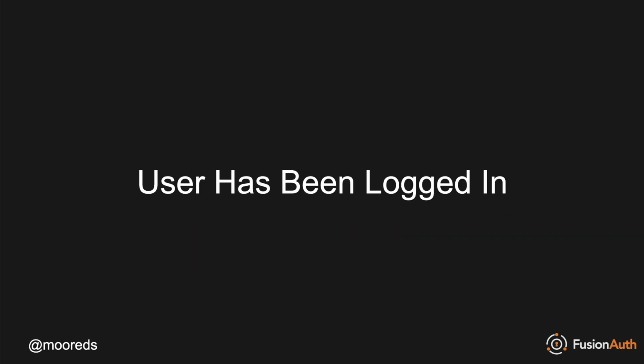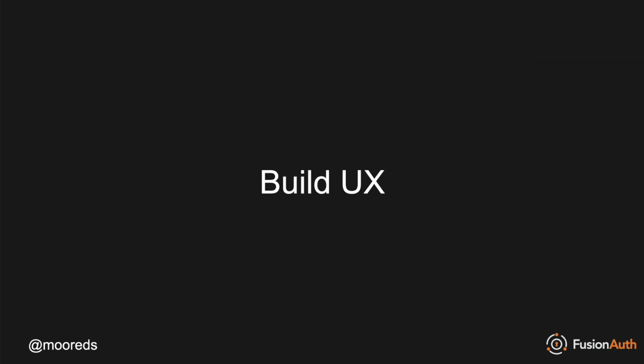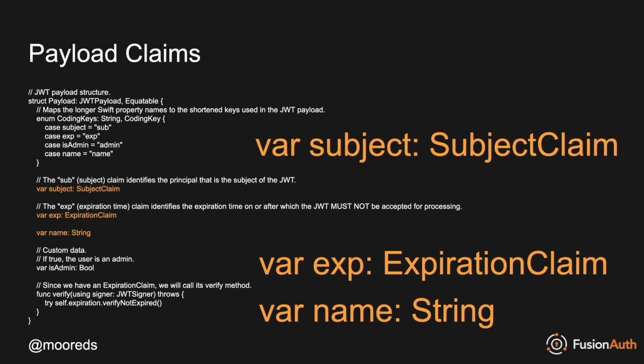So once those steps have been followed, you've validated the signature, you've examined the claims to make sure they're kind of what you expect, the user has been logged in. So you can be sure of that. Yay! Now you can build the user experience based on the values of the ID token. So again, here are the claims. And I already mentioned you could use the name to show the person's name up in the menu bar.